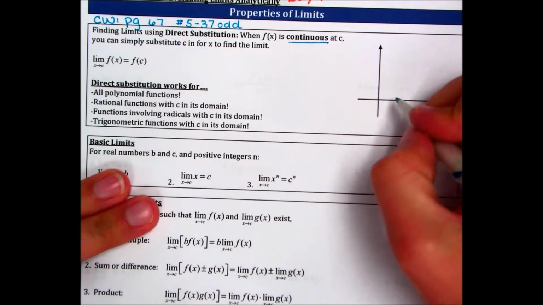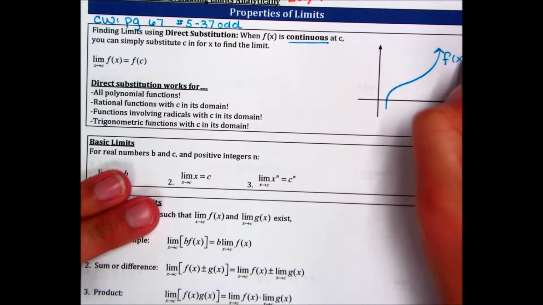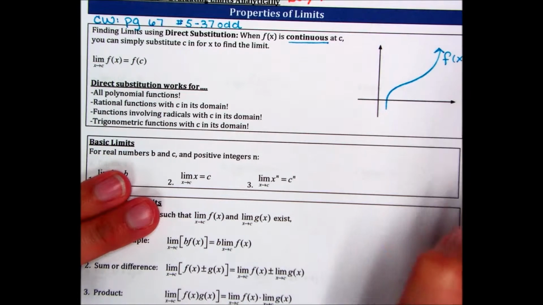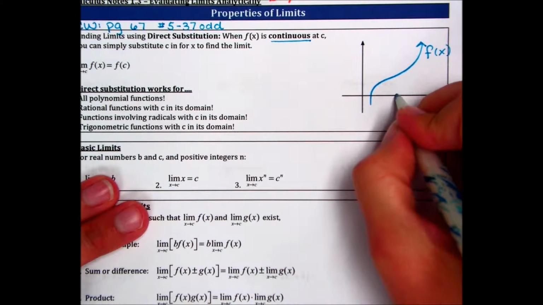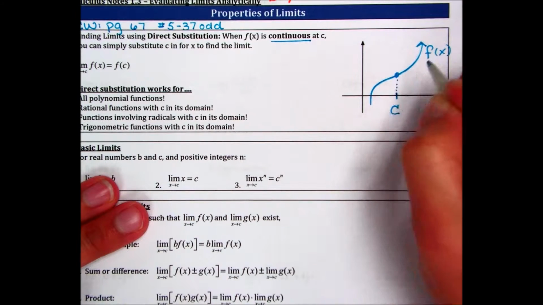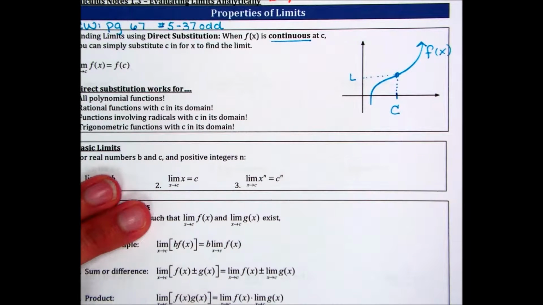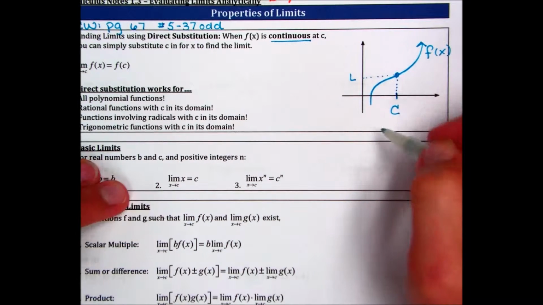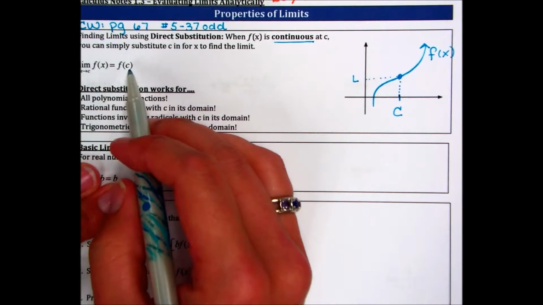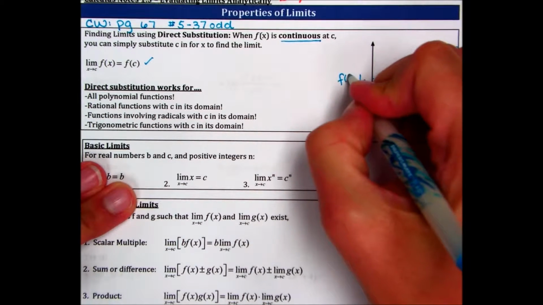So for an example, if we've got a graph over here, here's our f of x. See how it's continuous, no holes, no breaks. And I go and I want to find, here's my c value. I simply can look up, see what's going on there, and go over, and then my answer would be whatever that value is. Because it's continuous, we're going to be able to just take c and plug it into the function, and then that's what we're going to get. This would be f of c.